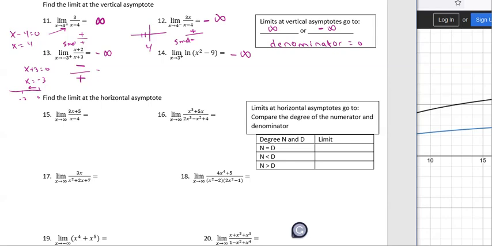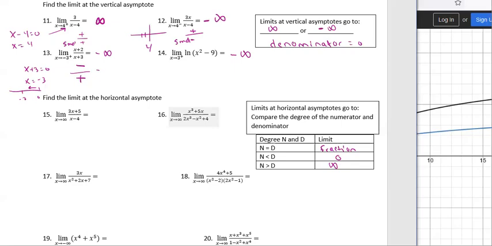If the degree of the numerator and the degree of the denominator are the same, then the limit is going to be the fraction of the coefficients of the numerator and the denominator. I'll show you what that means in just a second. If the numerator is less than the denominator, the limit will be 0. And if the numerator is greater than the denominator, the limit will be infinity. So let me see if I can explain this and show you what I mean.